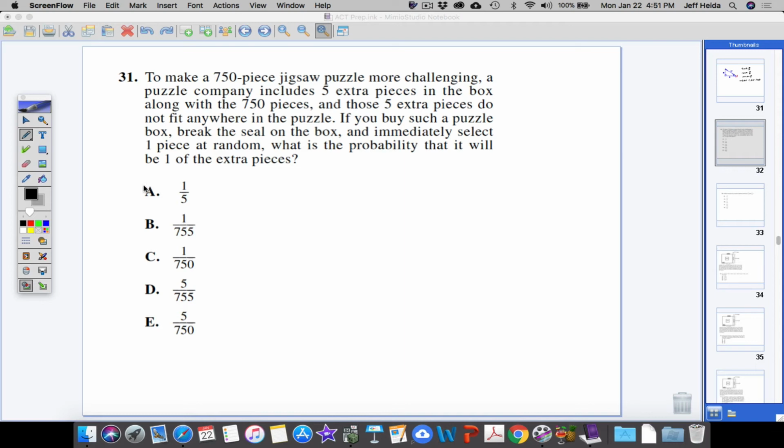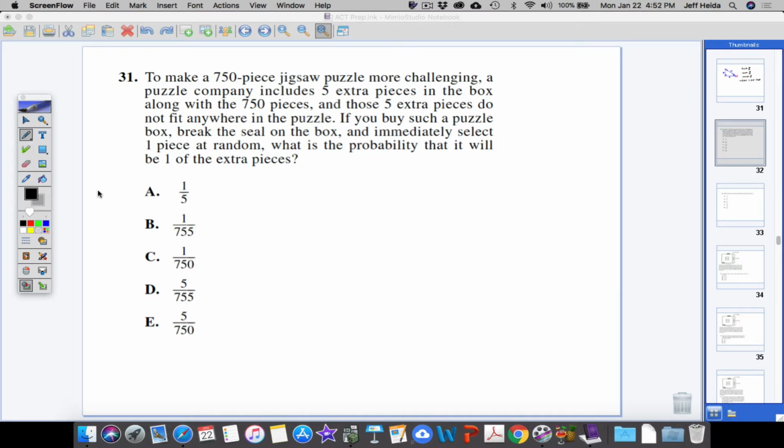This is part 4 of a 6-part series looking at the ACT Prep practice test math section. We are going to do problems 31 through 41 in this section. We would normally just do 31 through 40, but 39, 40, and 41 are all related to the same diagram, so we're going to do those in the same video.